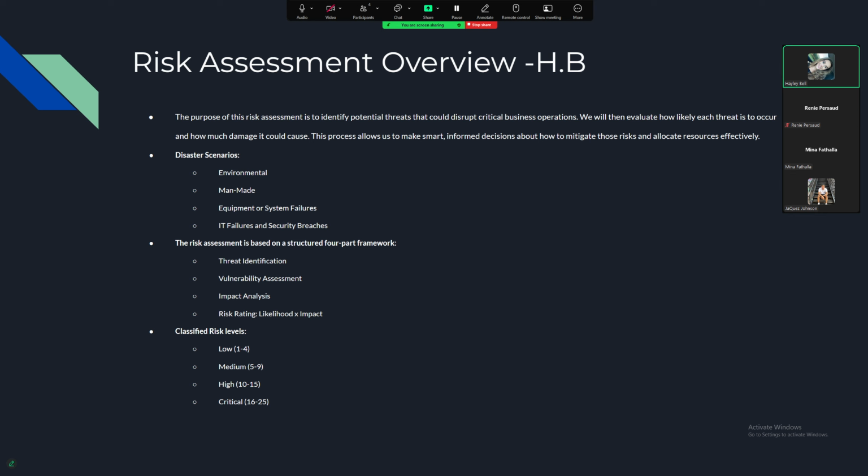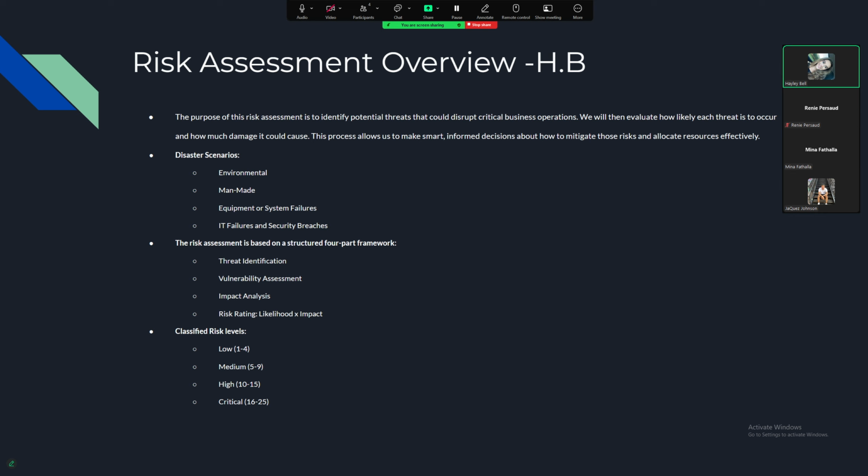The third one is equipment or system failures, like internal power outages, air conditioning issues, and hardware breakdowns. These could seem minor, but they do cause major disruptions, especially in data centers. And then the fourth one is IT failures and security breaches, which include unauthorized access, disclosure of sensitive information, and full-on IT system failures. The risk assessment is based on a structured four-part framework: threat identification, vulnerability assessment, impact analysis, and then risk rating, which is likelihood times impact.